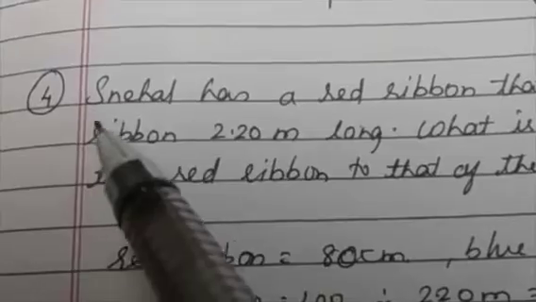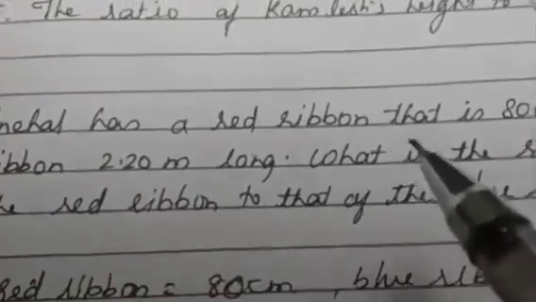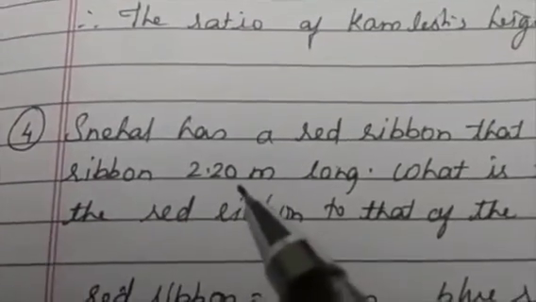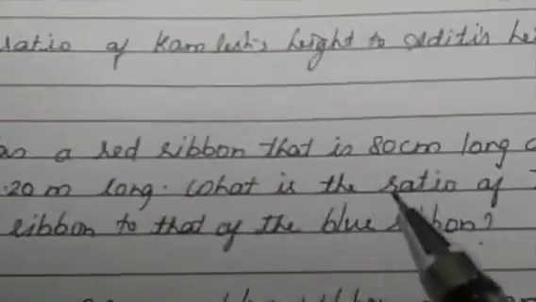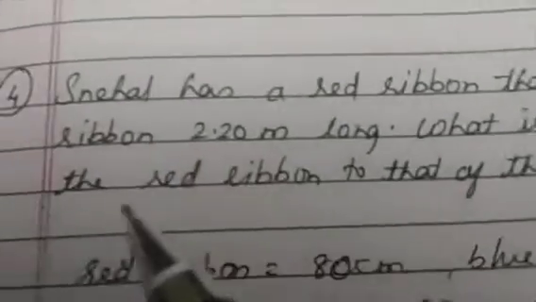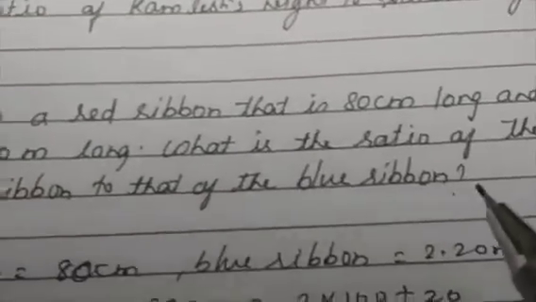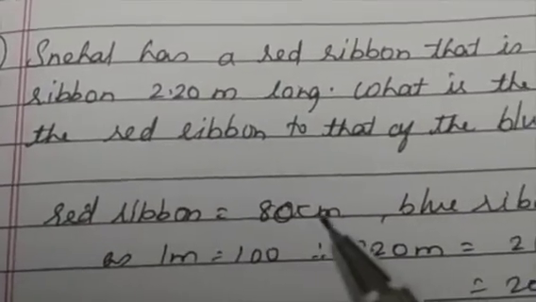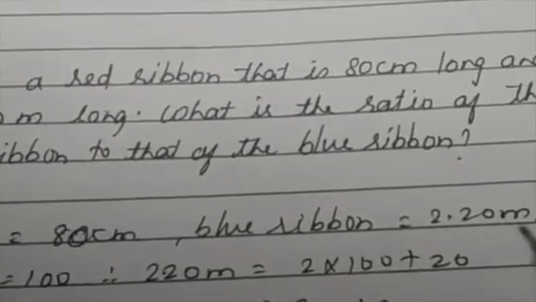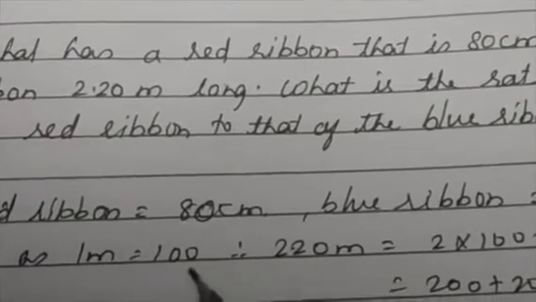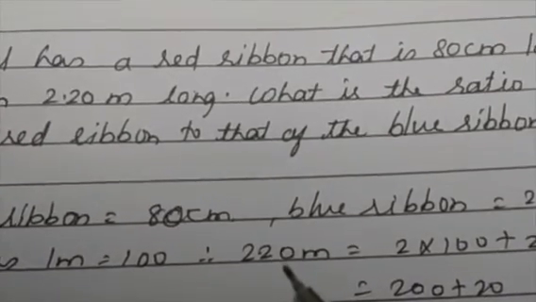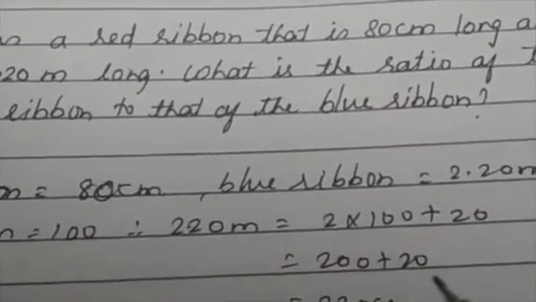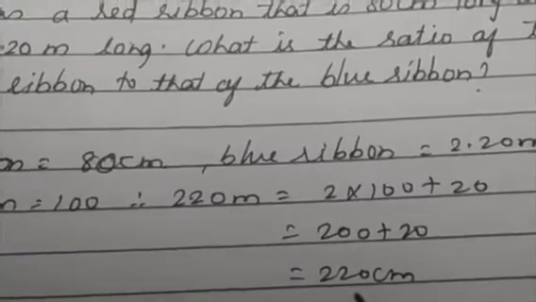Let us see the fourth example. Snehal has a red ribbon that is 80 centimeters long and a blue ribbon that is 2.2 meters long. What is the ratio of the length of the red ribbon to that of the blue ribbon? Here we have different units. Red ribbon is equal to 80 centimeters and blue ribbon is equal to 2.2 meters. That is 1 meter is equal to 100 centimeters. Therefore 2.2 meters is equal to 2 into 100 plus 20, 200 plus 20, that is equal to 220 centimeters.